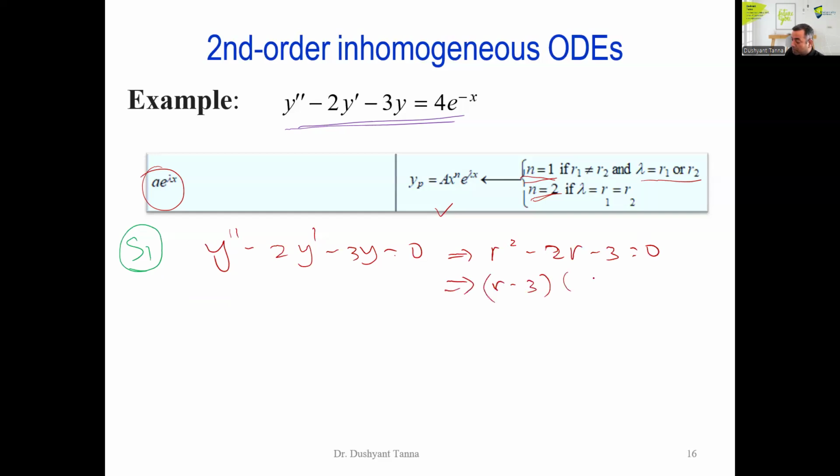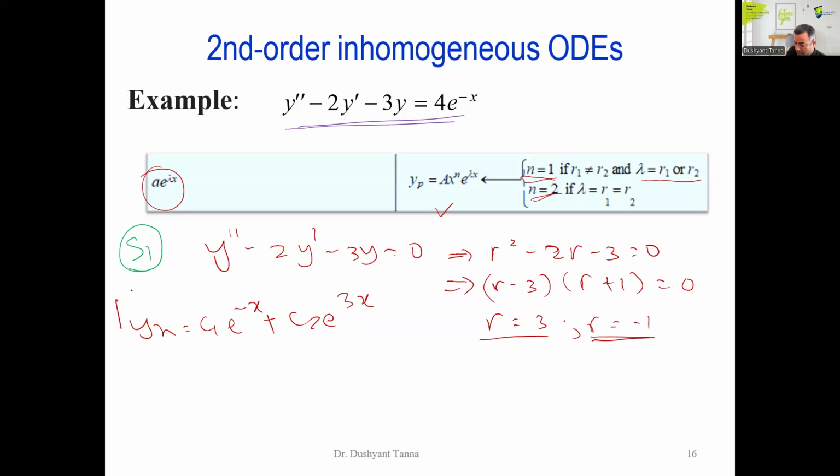R minus 3, r plus 1. R is equal to 3, R is equal to minus 1. Right? So from here, we will get our YH is C1 e raised to minus X, C2 e raised to 3X. That's my YH. Great.